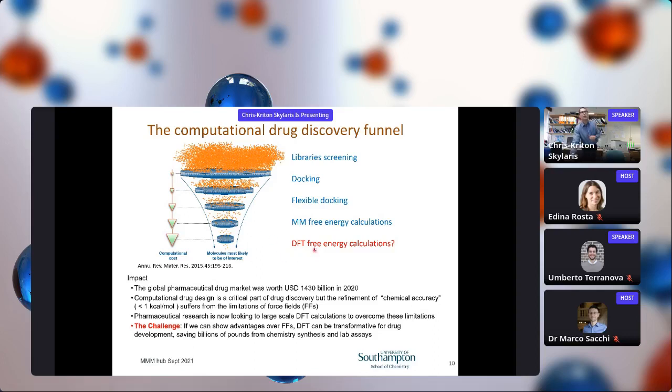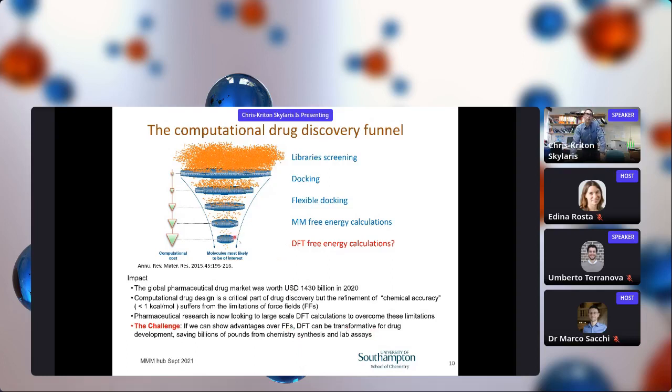You want to see the affinity and selectivity, and you start with a huge amount of compounds, and you screen them with methods of increasing refinement, increasing accuracy, and increasing computational cost. And you can see here the hierarchy of methods. And the challenge here is, can we use DFT as the most refined of these methods? Because it will show advantages over force fields, because it's more transferable to new compounds. It doesn't need explicit parameterization to go to a new type of molecule.